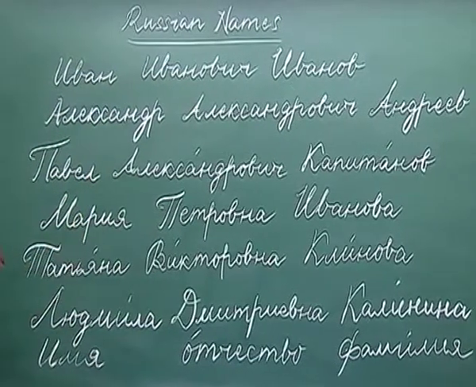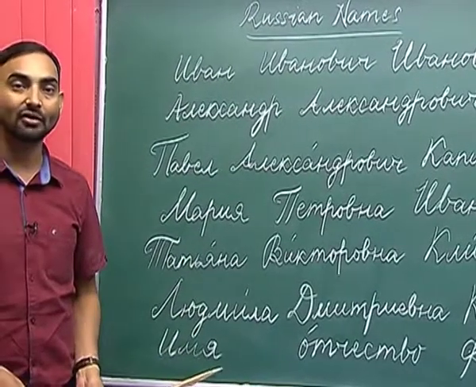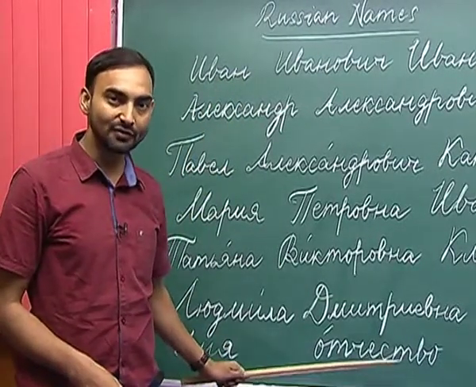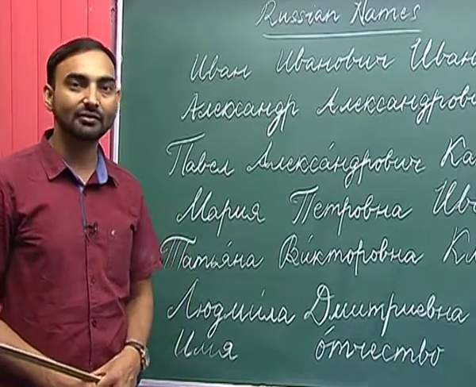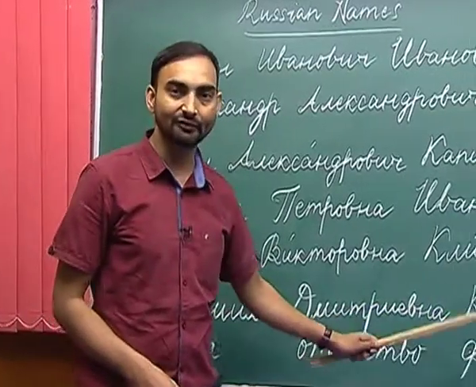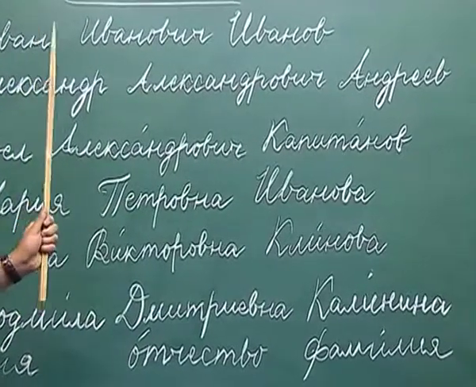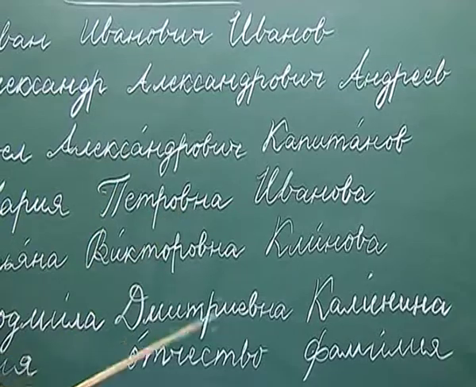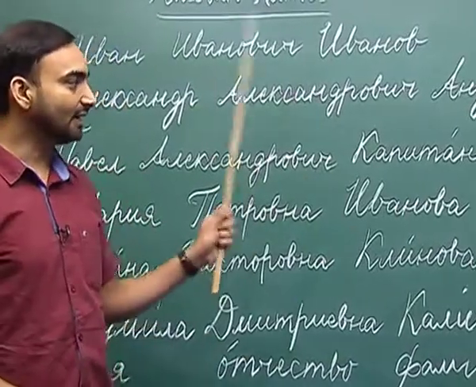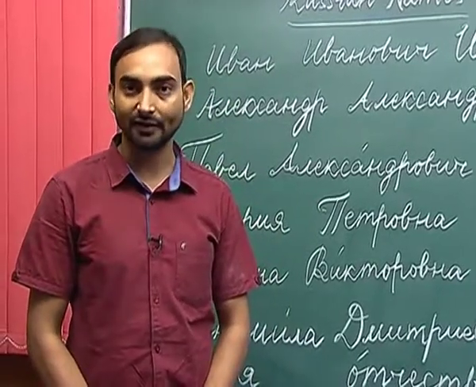A typical Russian name consists of three parts. The first one is imya, or the first name or the given name, and the second one is called otchestva. Otchestva is the patronymic, that is derived from your father's name, and familia is the surname. So, the first one is the given name, the second one is derived from your father's name, and the third component is your surname. Now we will discuss each of those parts separately.